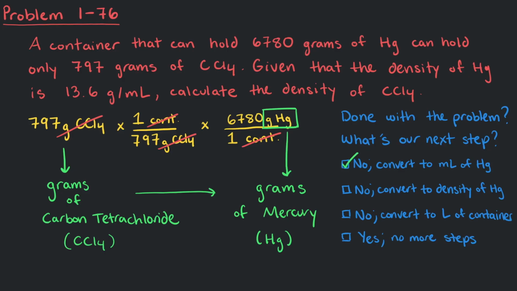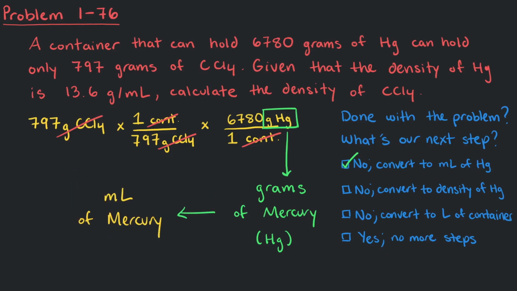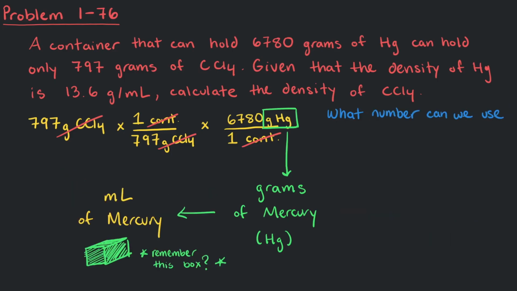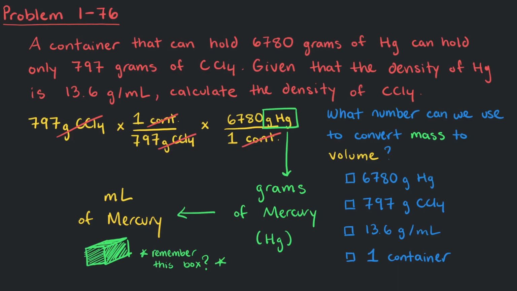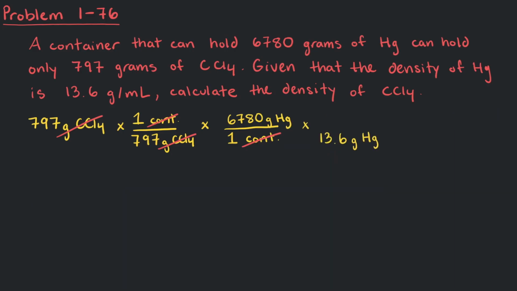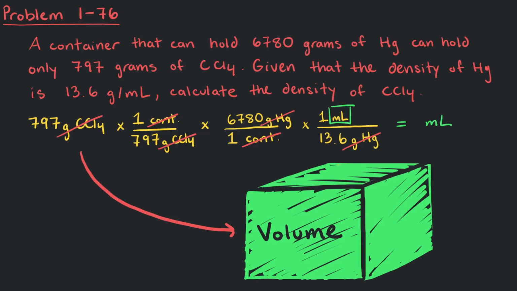No, we want to change grams of mercury to milliliters of mercury. What number can we use to convert mass to volume? The density is needed, which is 13.6 grams of mercury for every 1 milliliter of space in the container. So there we have it. We now know the volume that the 797 grams of carbon tetrachloride occupies, 499 milliliters.